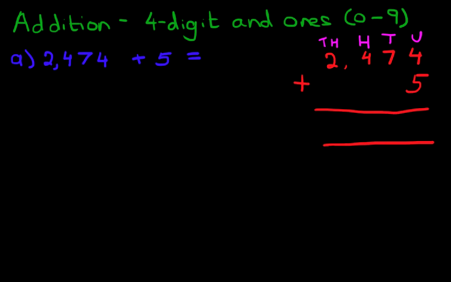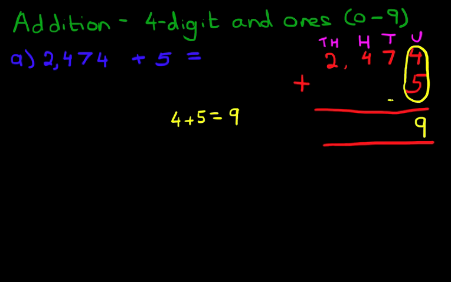What we do first is we add the column on the right hand side first. That is the units column. So what is 4 plus 5? Now you should know this by now. 4 plus 5 is, that's right, it's 9. So we simply write 9 over here.